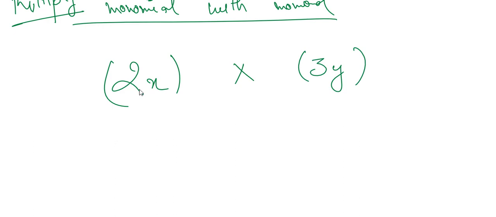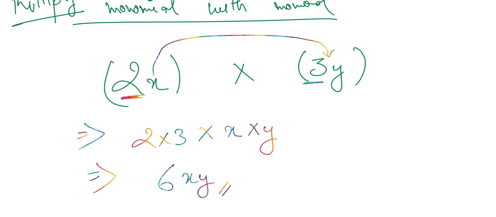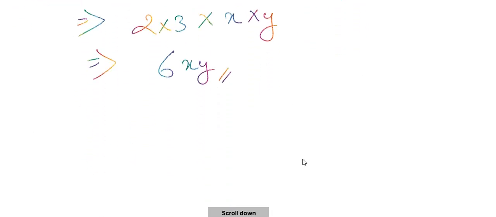Just multiply your numeral with numeral, which would be 2 cross 3 here, and just multiply your remaining variables as they are, x cross y. So 2 cross 3 is 6, and x cross y is only xy. So 6xy would be your answer. So it is just the direct monomial with monomial multiplication. Let me give you another illustration.